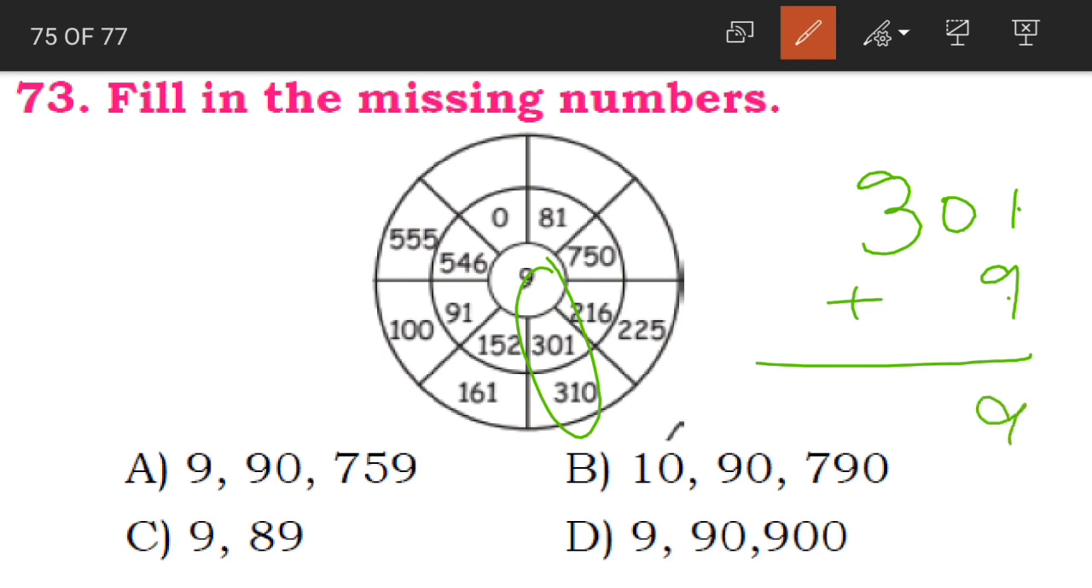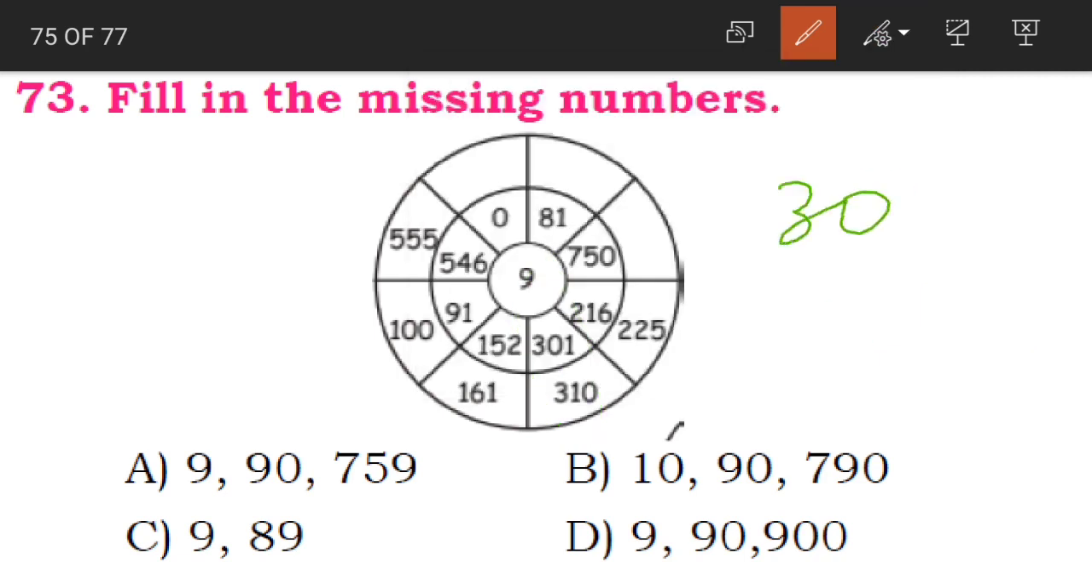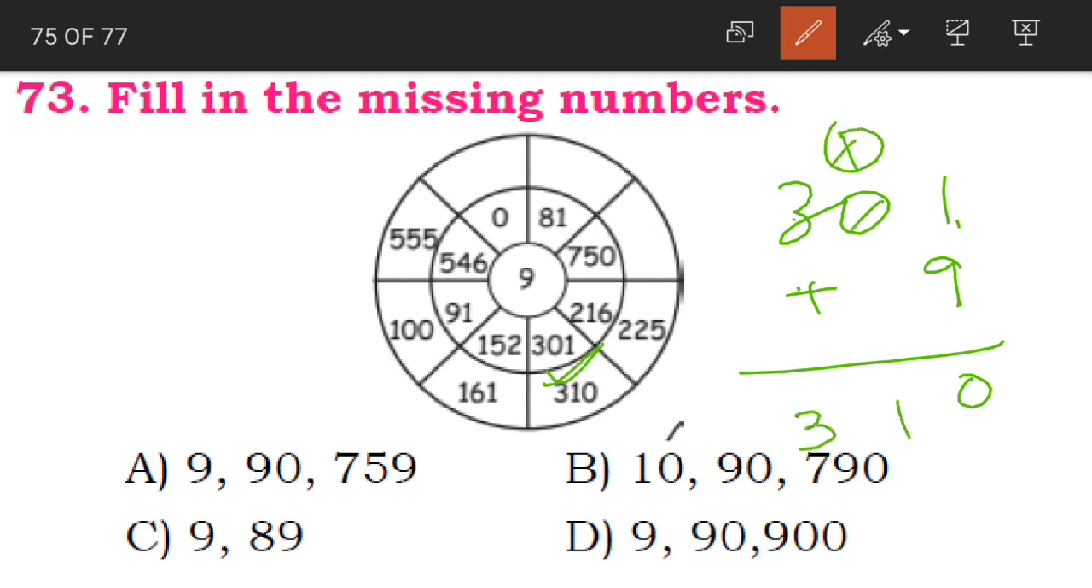1 plus 9, 10, 0 here 1 carried, 0 plus 1, 1 and then 3. I am so sorry. What is the answer? 310.